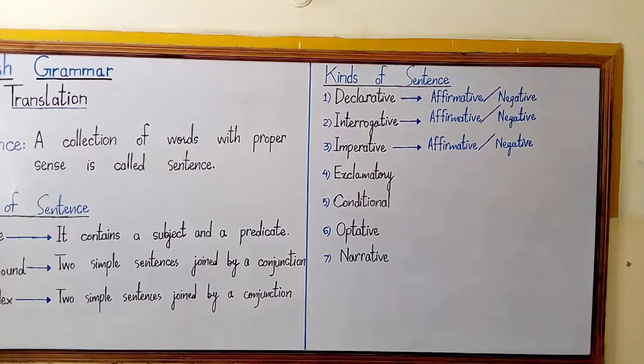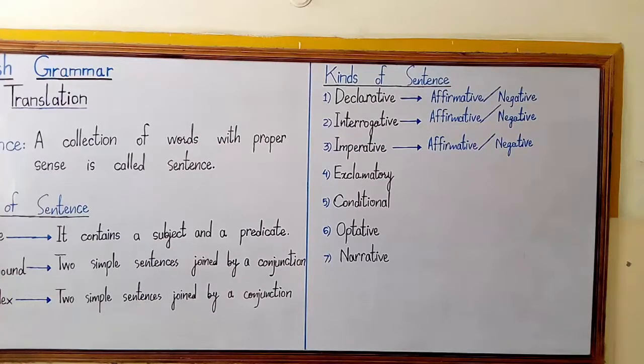We told you about declarative sentence, interrogative sentence, imperative sentence and exclamatory sentence. While there are 3 more kinds of sentences: conditional sentence, optative sentence and narrative sentence. Let's take a look at all these 7 kinds of sentence one by one.